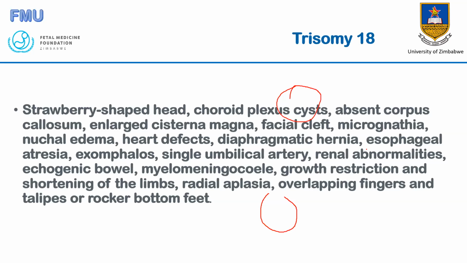Every image has a purpose. So don't wonder why people have to make an effort and check that there are two bones in the forearm. Can they be missing? Yes, they can be missing in case of radial aplasia. Then we have the overlapping fingers, and let me add clenched fists there. They have clenched fists. Then we have talipes or rocker bottom feet. Talipes, the same as club foot, right? The rocker bottom feet is slightly different, but people always interchange these names and call it club foot, all of it. So these are the features of trisomy 18.